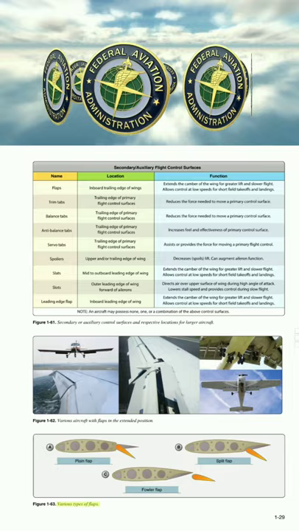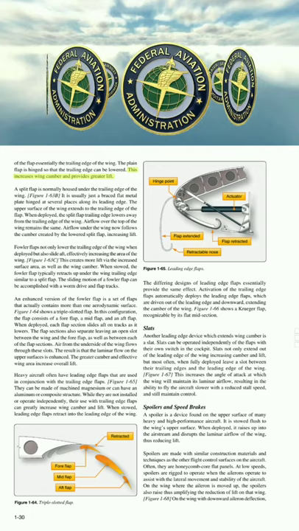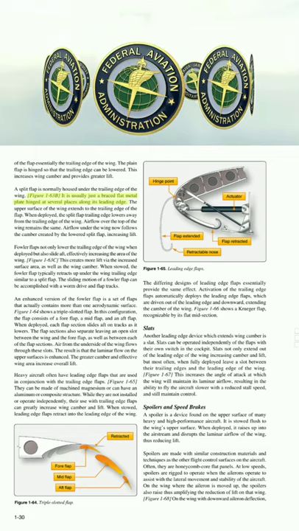The plain flap is essentially the trailing edge of the wing. The plain flap is hinged, so that the trailing edge can be lowered. This increases wing camber and provides greater lift. A split flap is normally housed under the trailing edge of the wing. Figure 163B, it is usually just a braced flat metal plate hinged at several places along its leading edge.